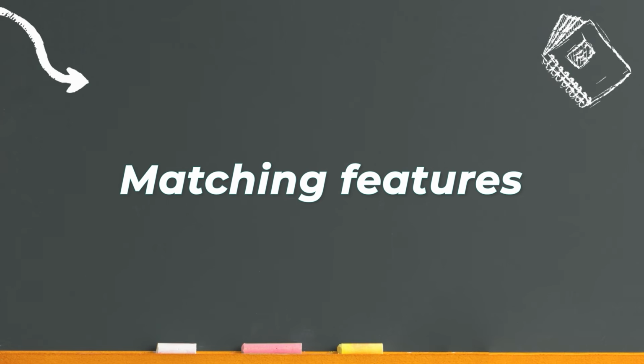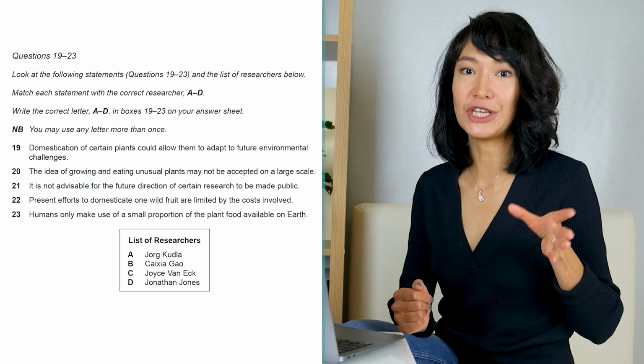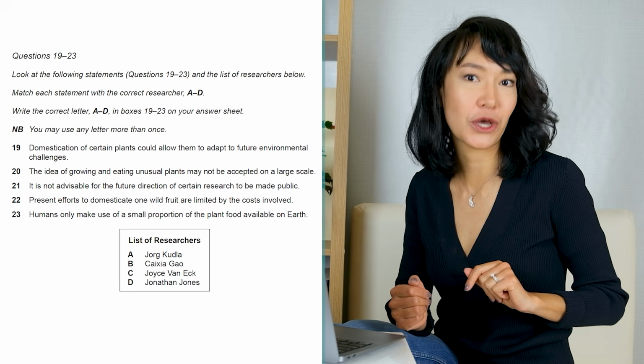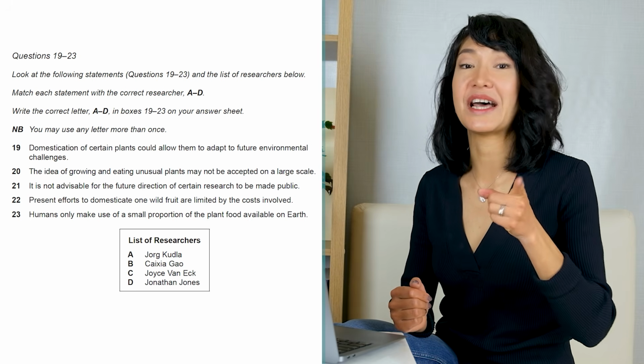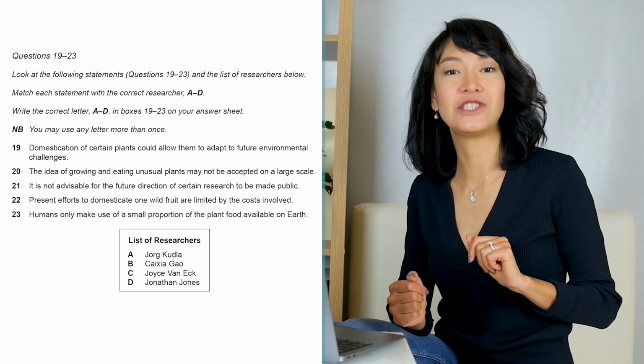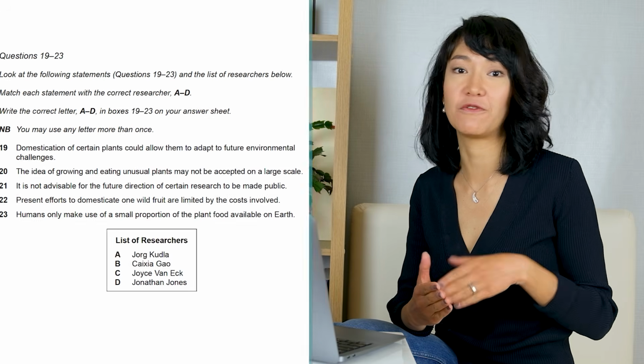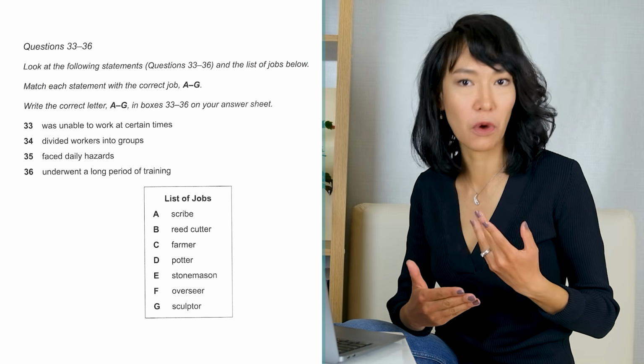The next question type has a really useful trick that can help you a lot. It's matching features where you need to match a set of questions or statements 19, 20, 21 to a list of options in the box A, B, C. Quite often, in this type of task, you need to match research findings to a list of researchers. That's common in IELTS Academic. In IELTS General Training, you may have a list of professions or kinds of sports.